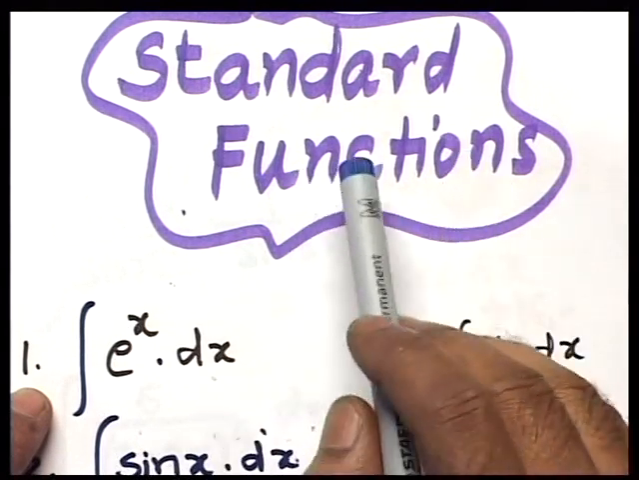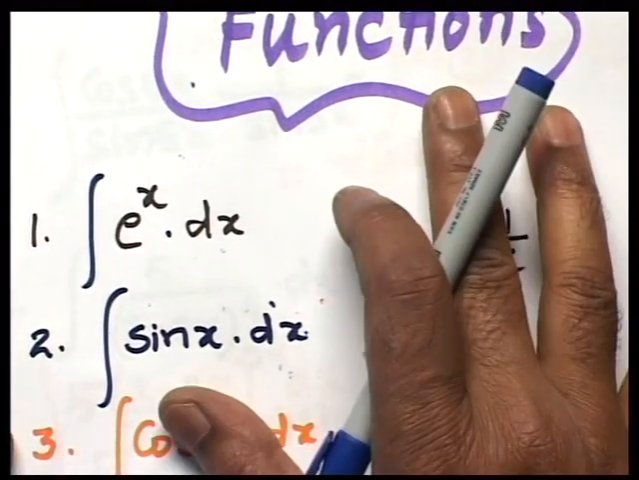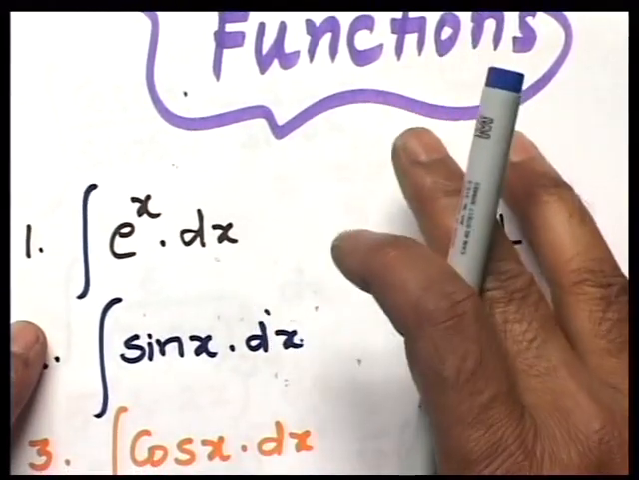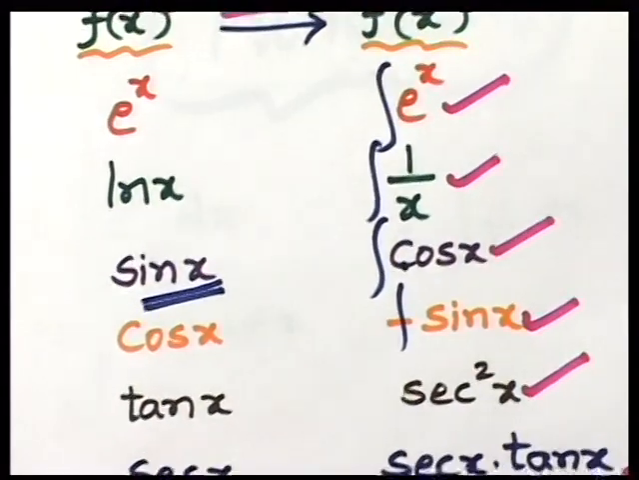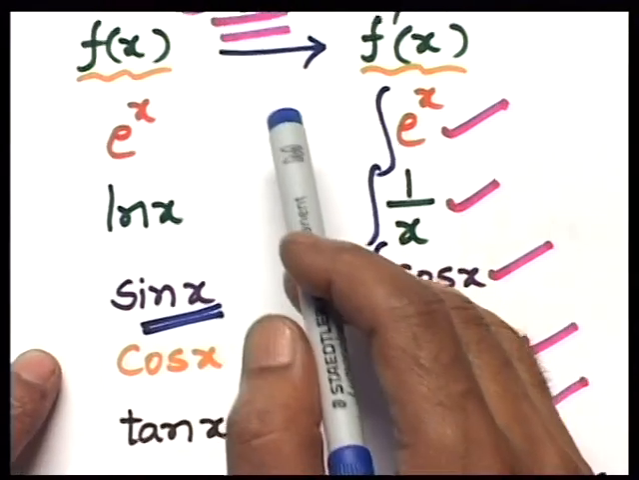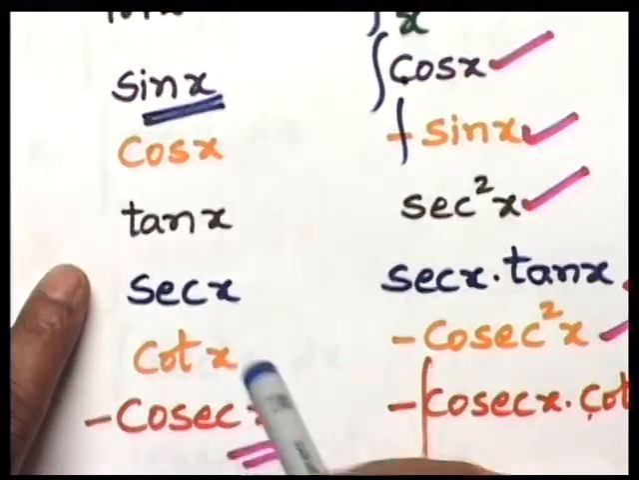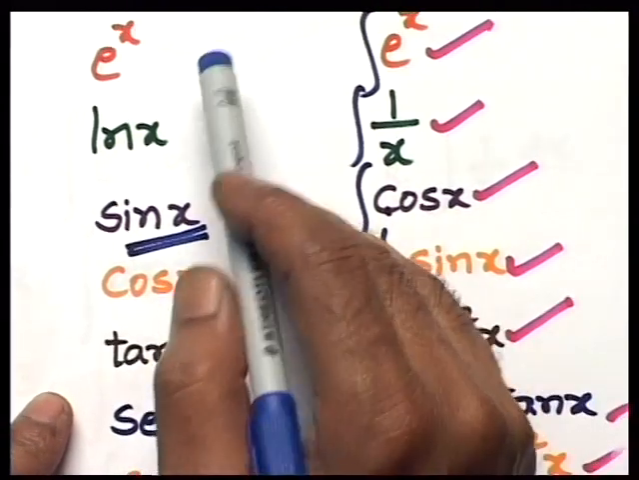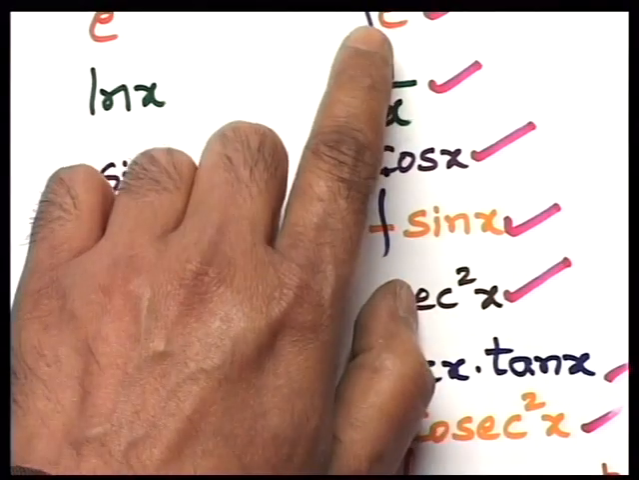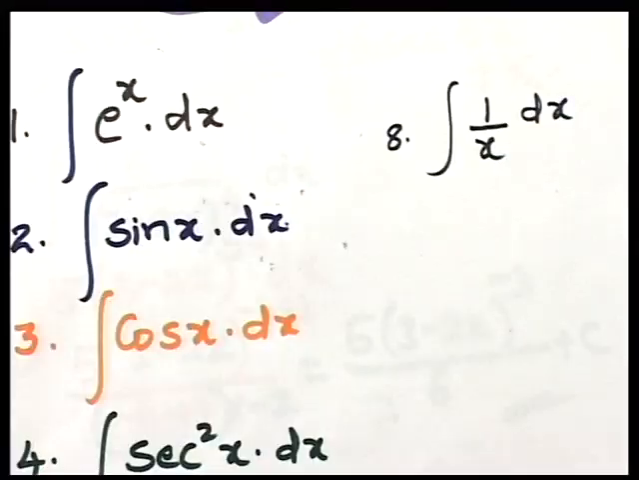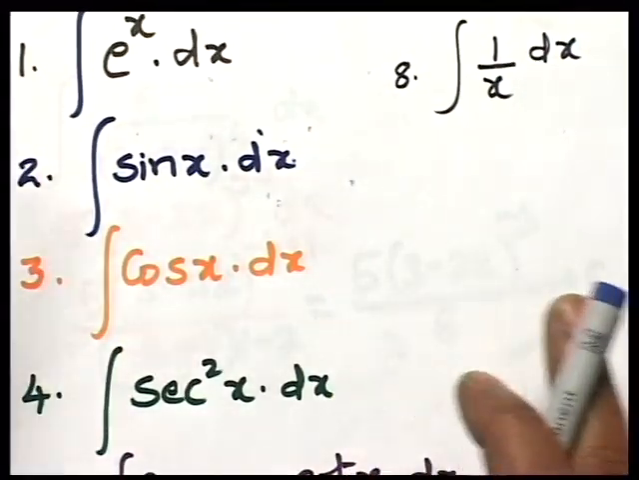Integration using standard functions is part one that we are going to learn today, right? With standard functions, one needs to know what they are. If we go back to C3, we have some functions there, f(x) and f'(x). We know e to the x, natural log x, sin x, cos x, tan, sec, cot. These are in your C3 textbook. We call these standard functions. Basically, if you integrate these, you're supposed to get those back, right? So those standard functions we will use to actually solve the integration sums.